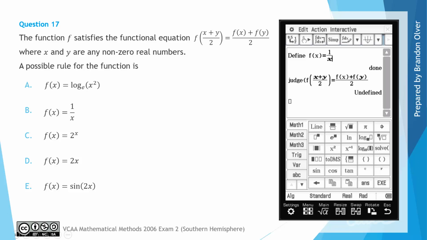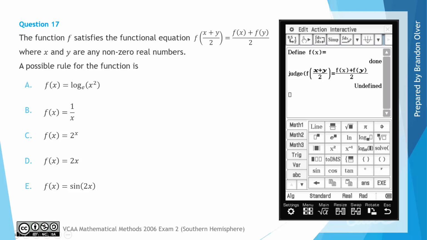Now hitting execute will not actually change anything. I did press execute, so it said done and undefined again, so it looked like the calculator screen didn't change. But what it's essentially told me is that the function 1 on x doesn't satisfy this functional equation either.